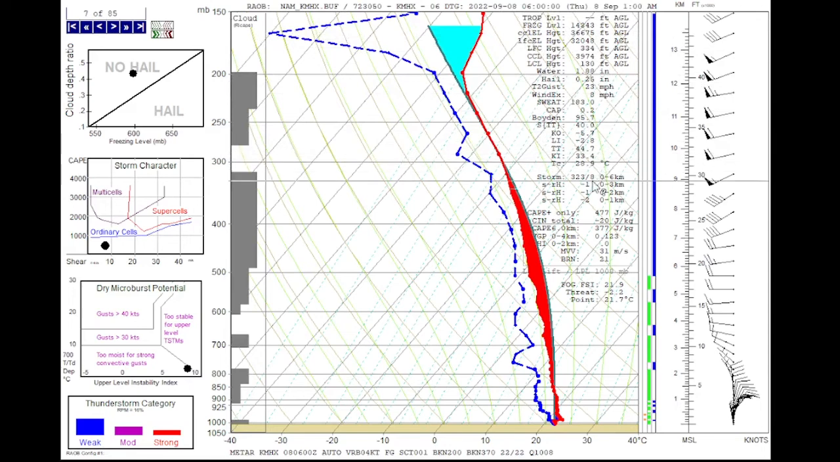And then, let's see what else we got. Totals 44.7, 44 to 50 is general thunderstorm. So if a thunderstorm did kick off, it would just be your garden variety thunderstorm.